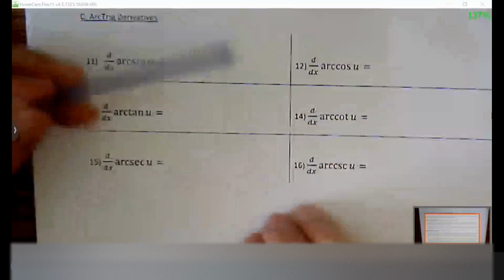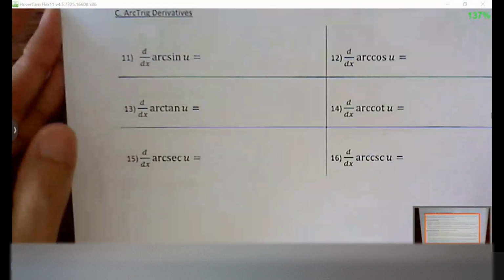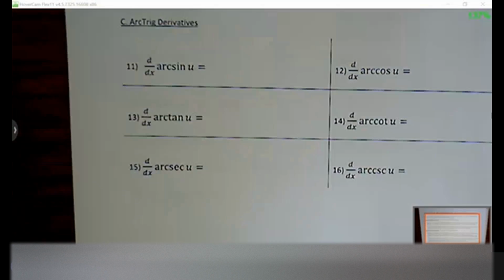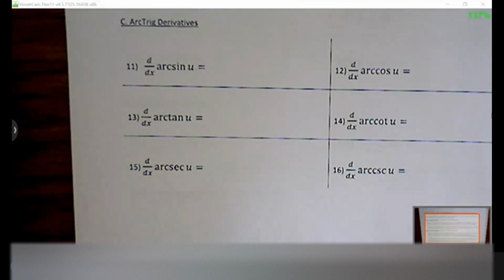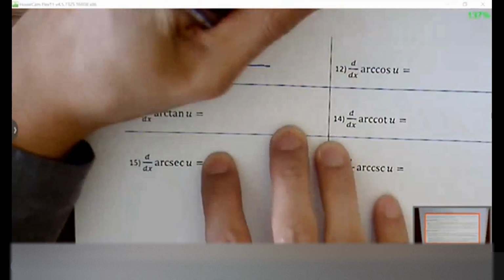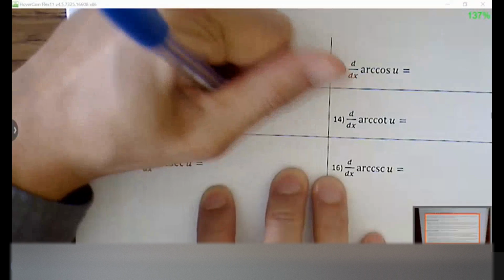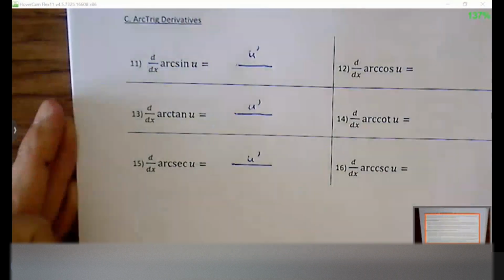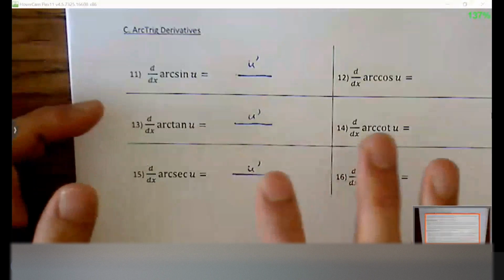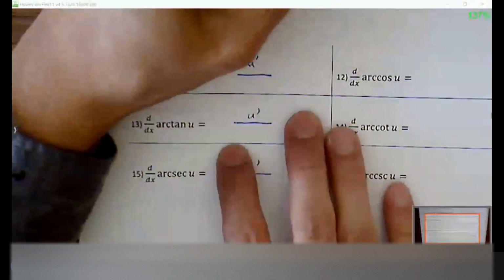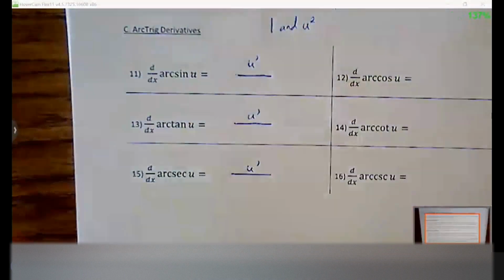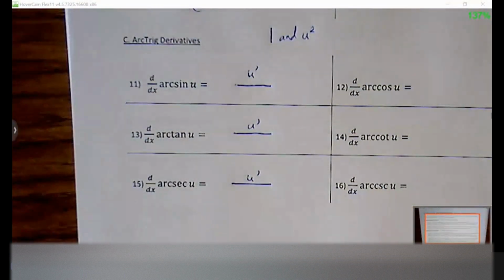Okay, so I want to talk about the pattern here to help you if you want to spend time memorizing these rules here. Arc sine, arc tangent, arc secant. They all have u prime in the numerator. So all the derivative rules are all u prime. Okay, the denominator, they all are involving 1 and u squared. Okay, they all have 1 and u squared. It's just the way that they're merged and presented is a little different.